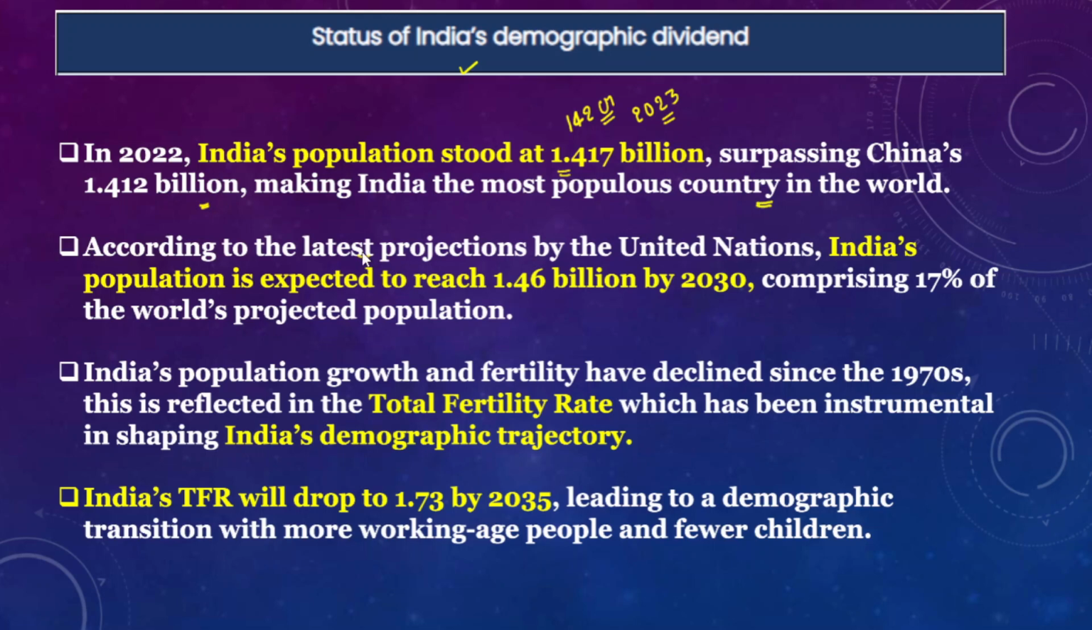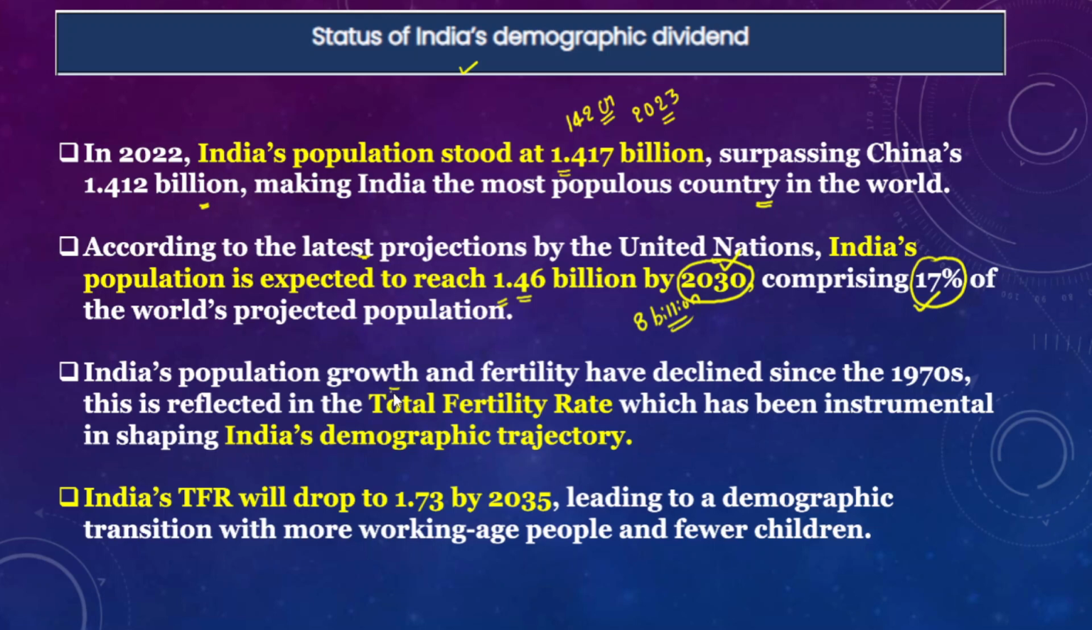However, according to the latest projections by the United Nations with respect to the population and demographic dividend of India, India's population is expected to reach 1.46 billion by the year 2030. So India's population continues to grow up to the year 2030, and will become around 1.46 billion, that is close to 1.5 billion people. Now please understand, global population is 8 billion. By the year 2030, India comprises 17% of the global population. So this is huge in terms of composition of population.